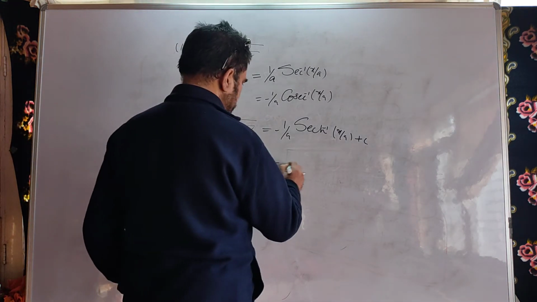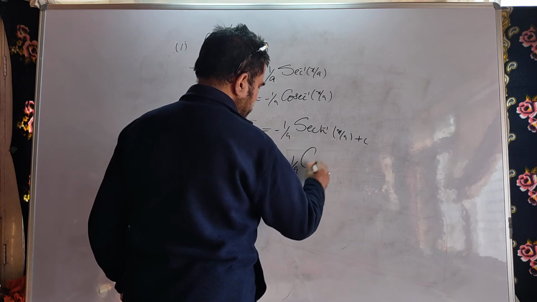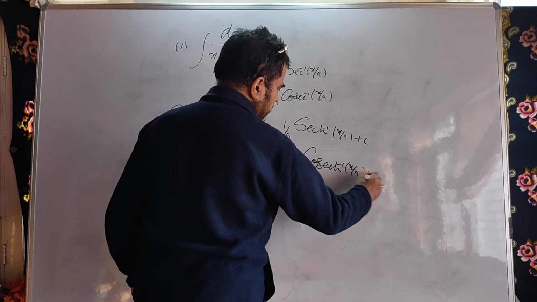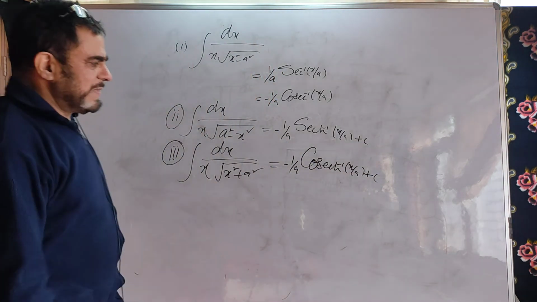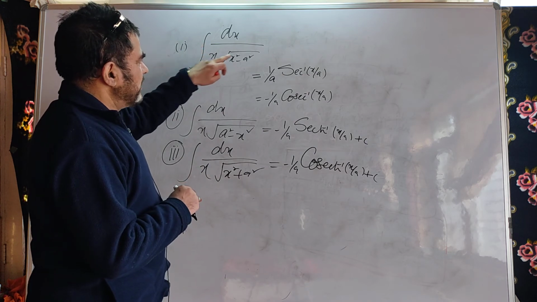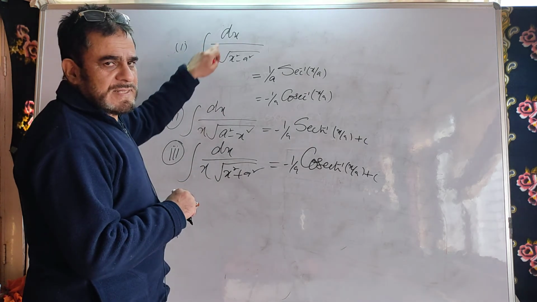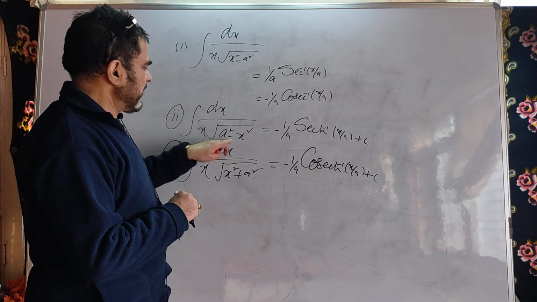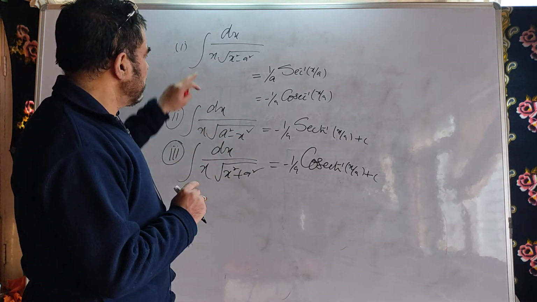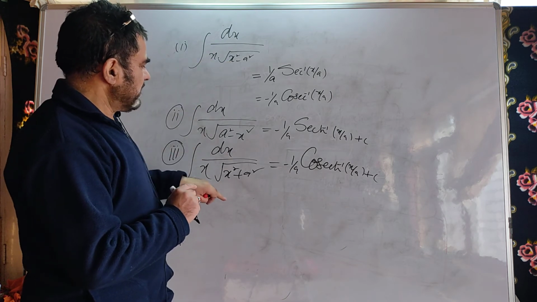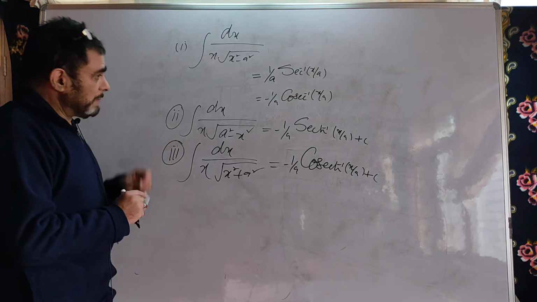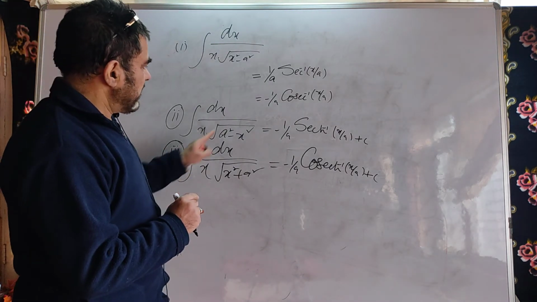This is minus 1 by a cosecant inverse x by a plus c. So remember the first three, without the radical, without this x: what is dx by x square minus a square, what is dx by a square minus x square, what is dx by x square plus a square. Then another three without this x in the radical, and these three with x. You see the difference. You can now remember these formulae, sec inverse and this.